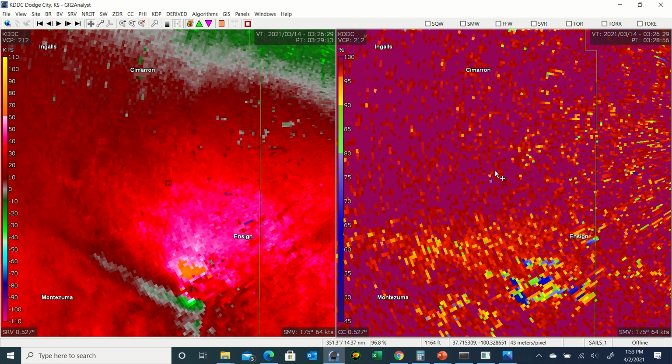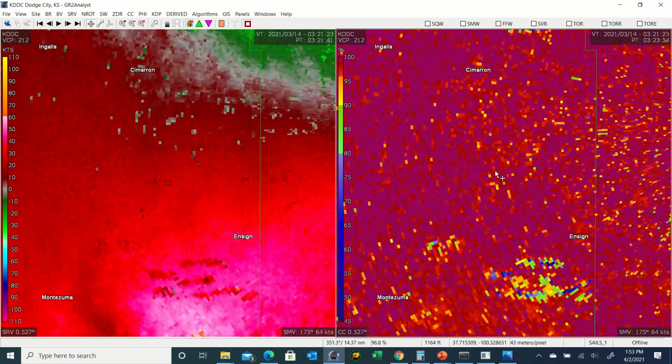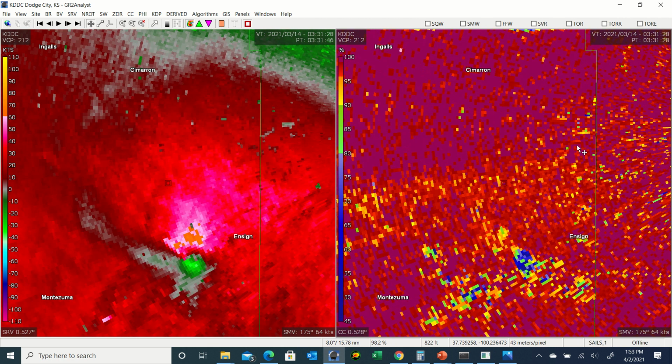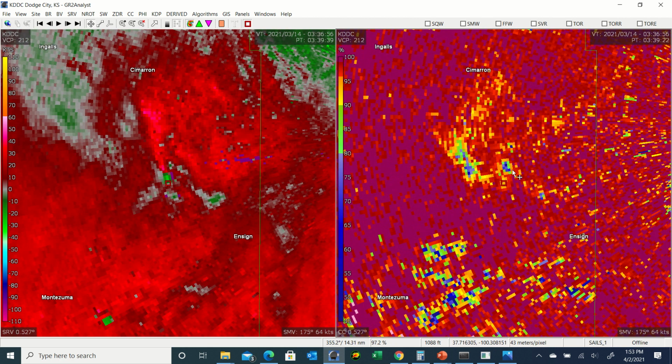So a quick way you can check if it's an artifact or not is just go back a few scans and see what it looked like. So there's a bit of noise here, but there's not much. And then when the couplet comes through, you have this. So I would argue probably that is debris, actually. But again, it could be just falling out from a tornado that's already happened.